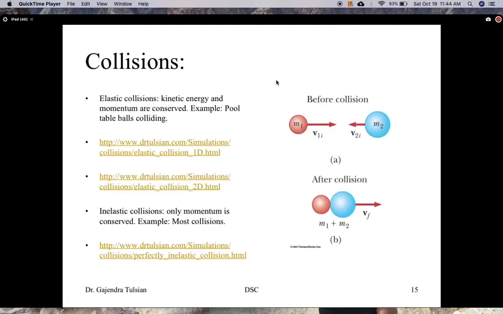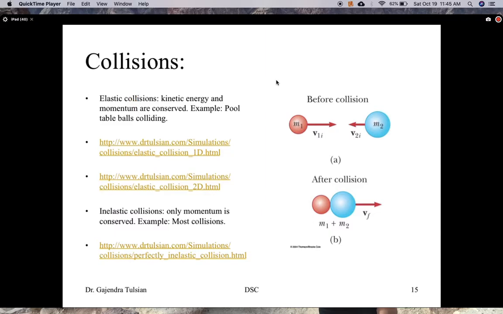All right, so let's look at collisions. Here are two objects colliding. This is before the collision and after the collision. Here's an example where they've stuck together, and after colliding, they go in that direction. I would urge you to go to these links and look at the simulations.